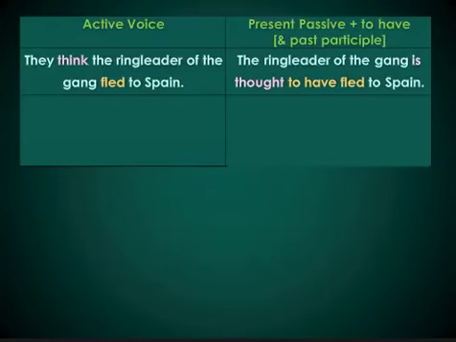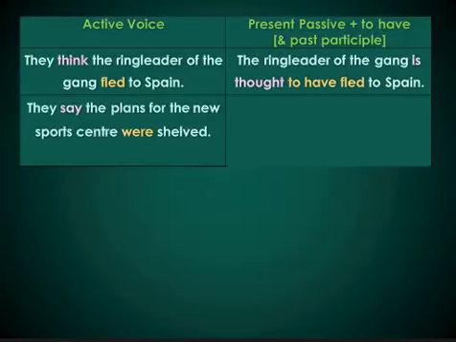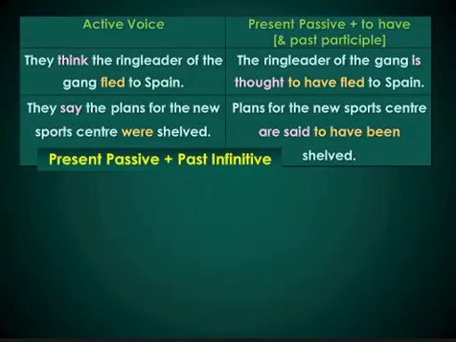They think the ringleader of the gang fled to Spain. The ringleader of the gang is thought to have fled to Spain. They say the plans for the new sports center were shelved. Plans for the new sports center are said to have been shelved. You see this level of sophistication here. If the original verb is in the past, then you use present passive plus past infinitive, which is to have.